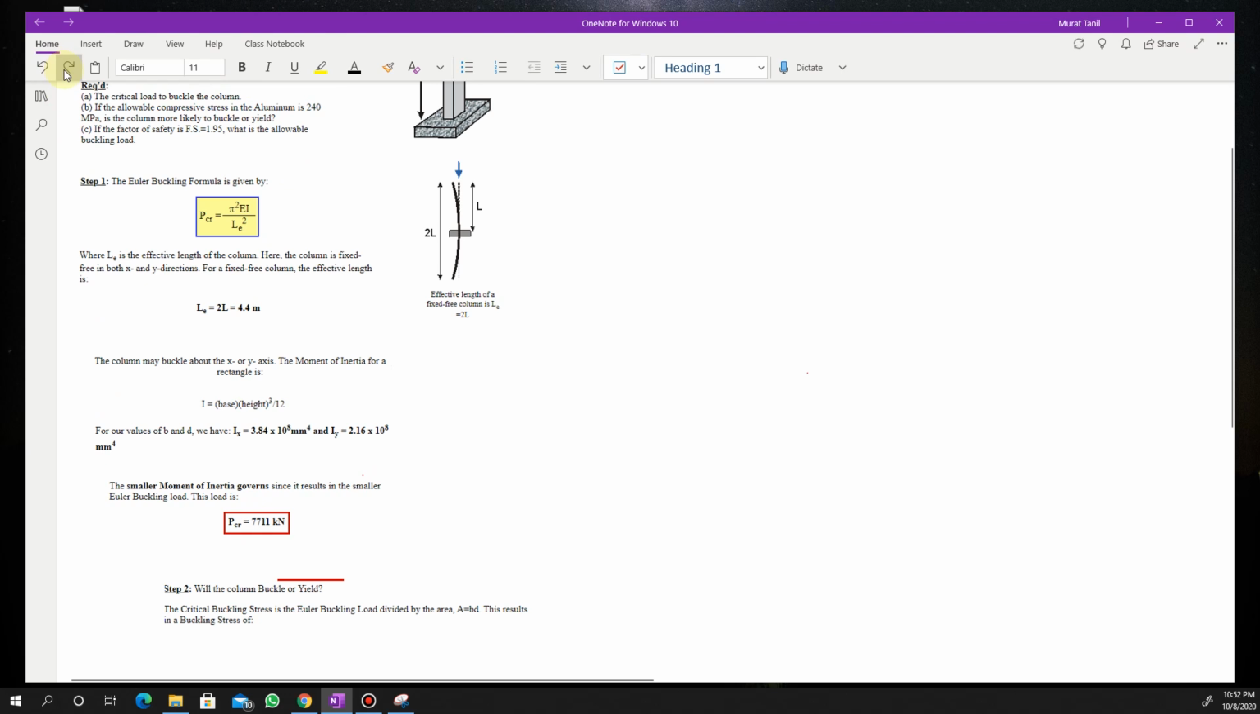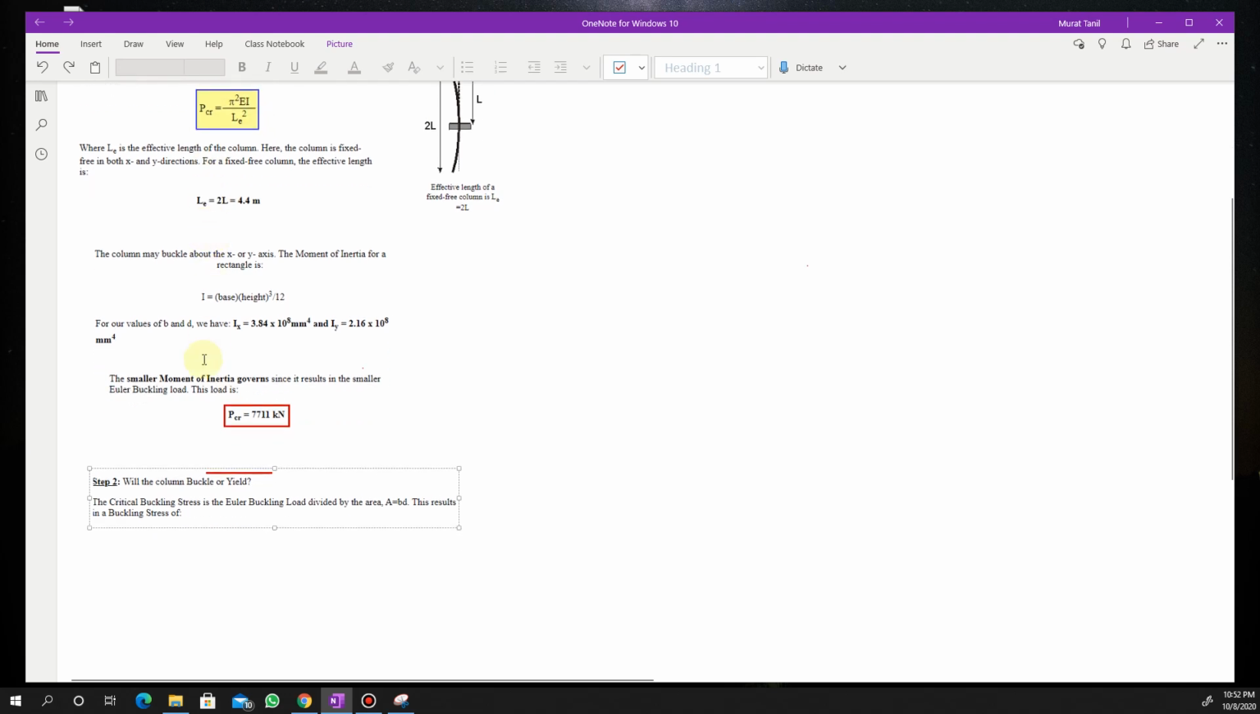In the next step, we are looking at step 2, and this is section B. In section B, we are asked: if the allowable compressive stress in the aluminum is 240 megapascal, is the column more likely to buckle or yield? We're going to look at our good old equation P over A for stress calculation. The critical buckling stress is the Euler buckling load divided by the area. Euler buckling load is already calculated, 7711 kilonewton. And if you calculate the area, B times D, you can pause this video and check your number with me.